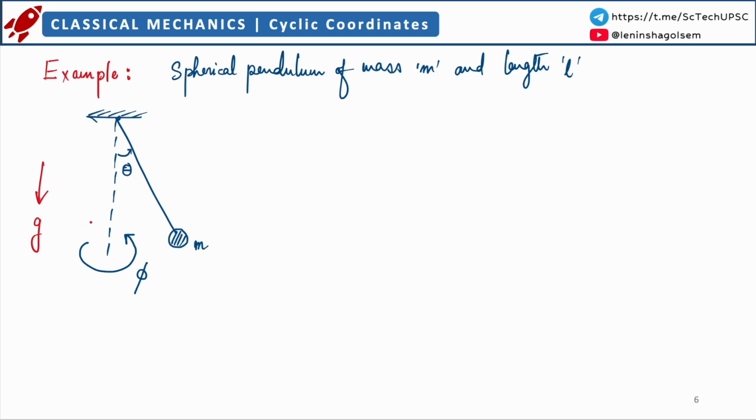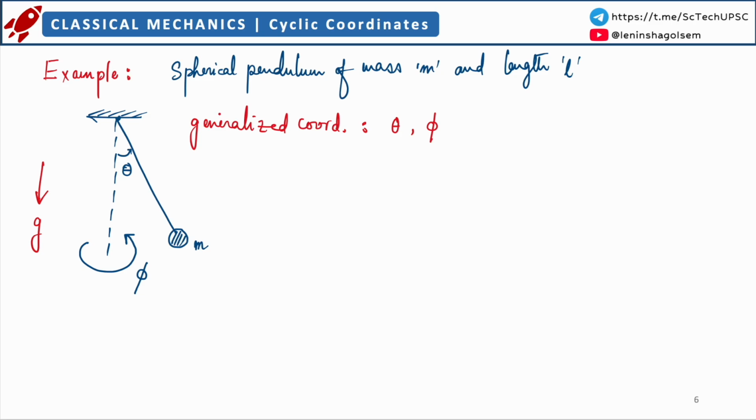Now for this system we have to identify the generalized coordinates. So let's see what the generalized coordinates for this system are. Okay, there are two: one is theta and the other is phi.